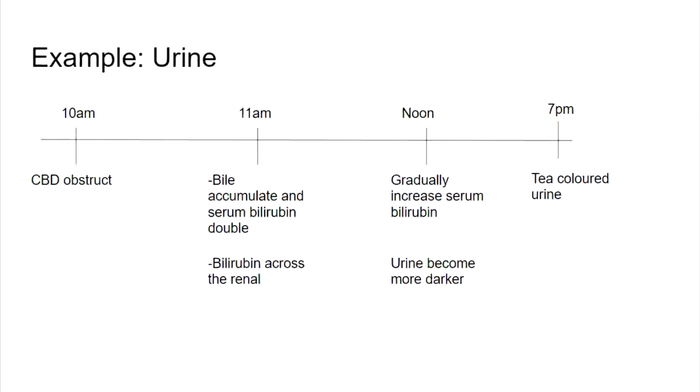And by noon, the first urine you pass will look darker than usual, but probably just a shade darker to you. But by the time you pee again at about 7 p.m., it will be tea-colored urine.